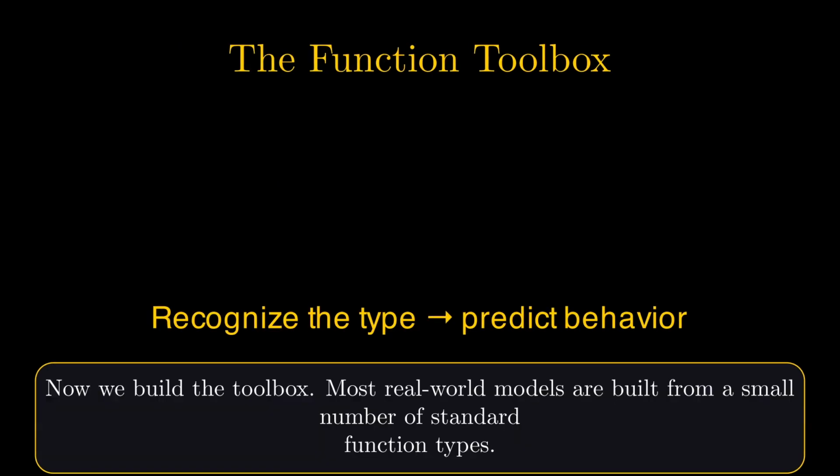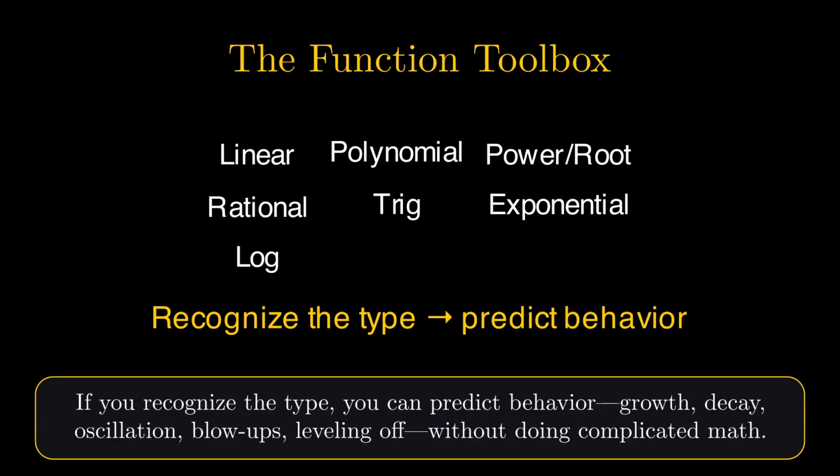Now we build the toolbox. Most real-world models are built from a small number of standard function types. If you recognize the type, you can predict behavior, growth, decay, oscillation, blow-ups, leveling off, without doing complicated math.